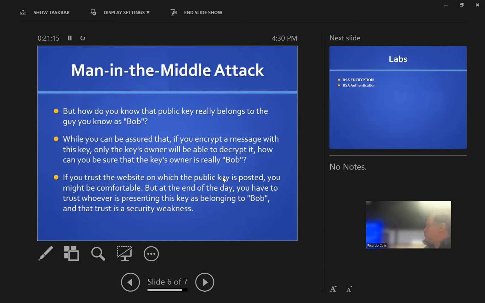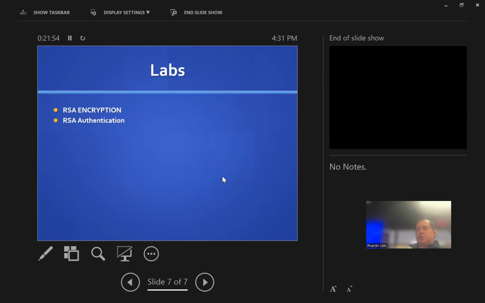All right, so this is the idea. But how do you know that the public key really belongs to the guy you know as Bob? Well, you can be assured that if you encrypt a message with this key, only the key's owner will be able to decrypt it. How can you be sure that the key's owner is really Bob? If you trust a website on which the public key is posted, you might be comfortable. But at the end of the day, you have to trust whoever is presenting this key as belonging to Bob. And that trust is a security weakness that needed to be addressed. And so the solution is the certificate authority.